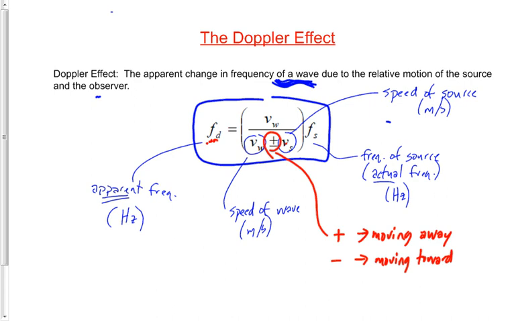Guys, do the variables in this equation make sense? Which one is S? Which one is W? The speed of the wave, the speed of the source, not the speed of sound. The frequency, the Doppler frequency, the apparent frequency, the frequency of the source, the actual frequency. The big one, though, is the plus and the minus.